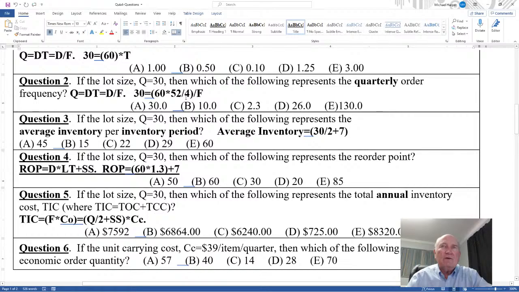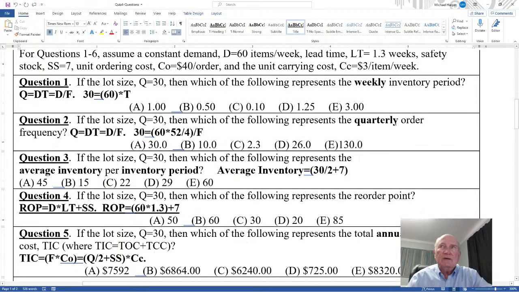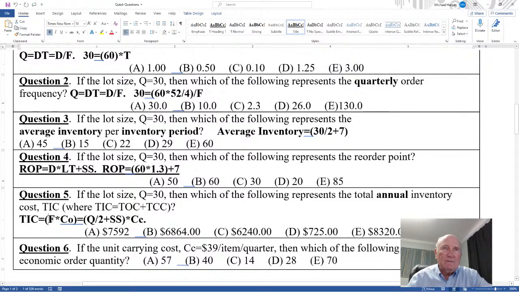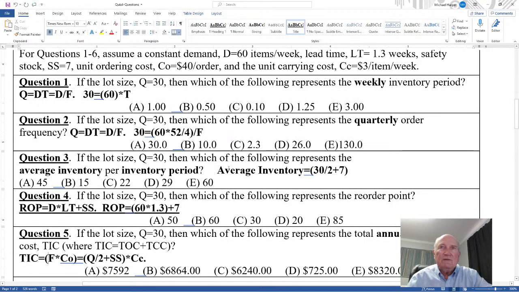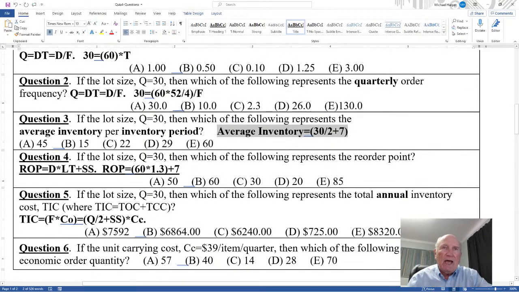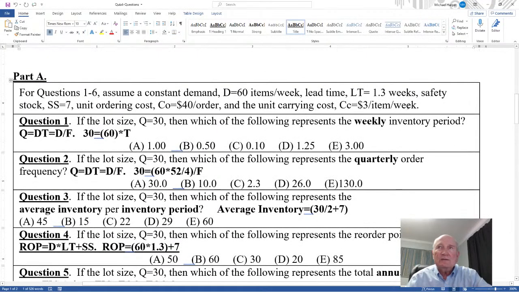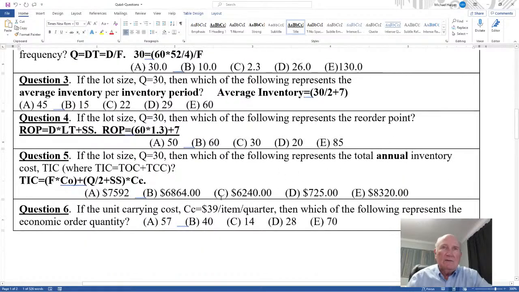Up here we have our frequency. This is going to be quarterly frequency, so you multiply that by 4 to get the annual frequency. This is the average inventory per inventory period. That's going to be the same average inventory here. Whoops, that should be a plus. This is going to be my average inventory times C sub C. And that C sub C, what is it? Per week, that has to be transformed to a year. So you multiply that by 52. Okay. And then you'd add those two together.